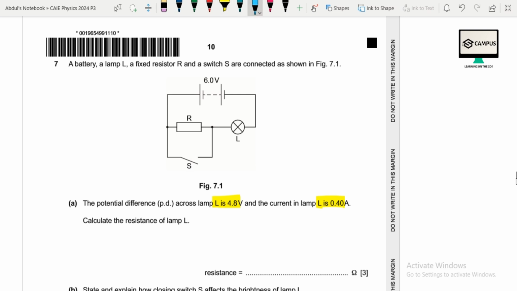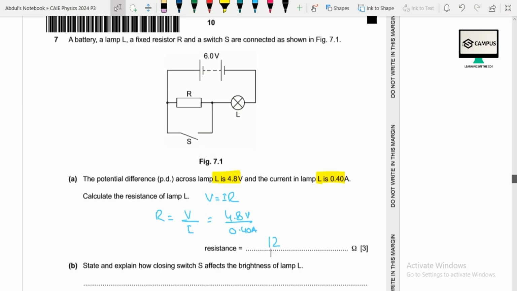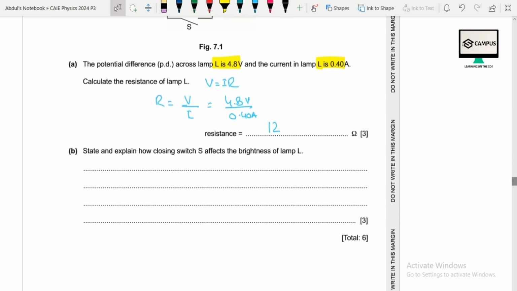All right, so when finding the resistance of the lamp, we will employ Ohm's law, and from Ohm's law we can say that V equals IR, and the resistance can be found as voltage across the lamp over current through the lamp. So we are given that the voltage across the lamp is 4.8 volts and the current through the lamp is 0.40 amperes, which gives us 12 ohm resistance.